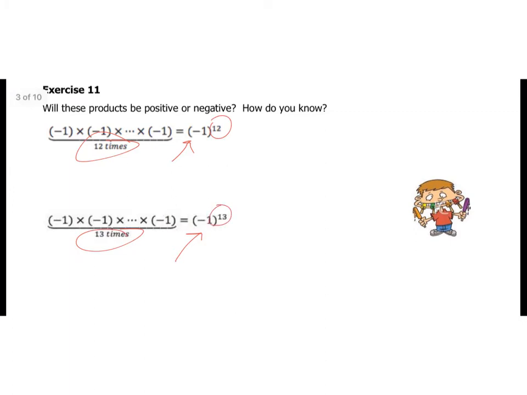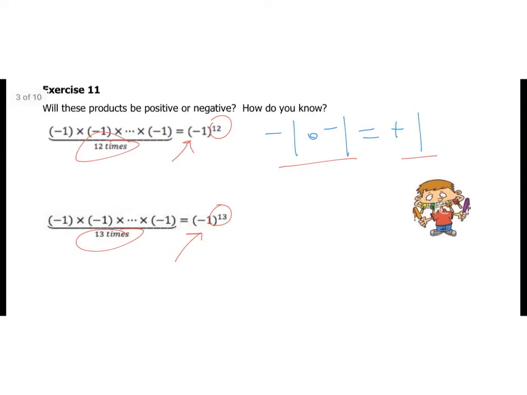We know that negative 1 times negative 1, a negative times a negative, becomes a positive 1. It took 2 negative numbers to make 1 positive number. Will 12, being an even number, create a positive 1? Or will 13, being an odd number, create a positive 1? So will they be positive or negative?